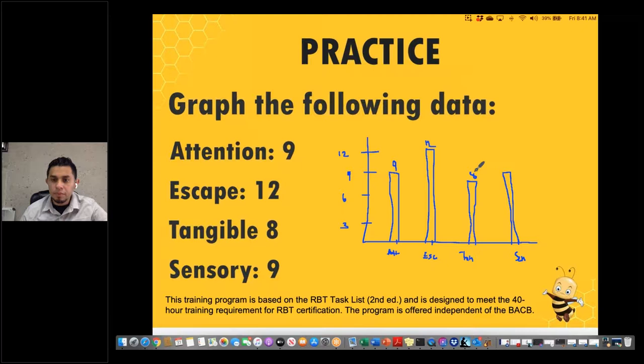So basically, if I was asked the question, which condition is the behavior occurring the most, you're going to see that the winner is escape. So the client once again is engaging in mostly escape-maintained behavior, so that's why the 12 is the highest.